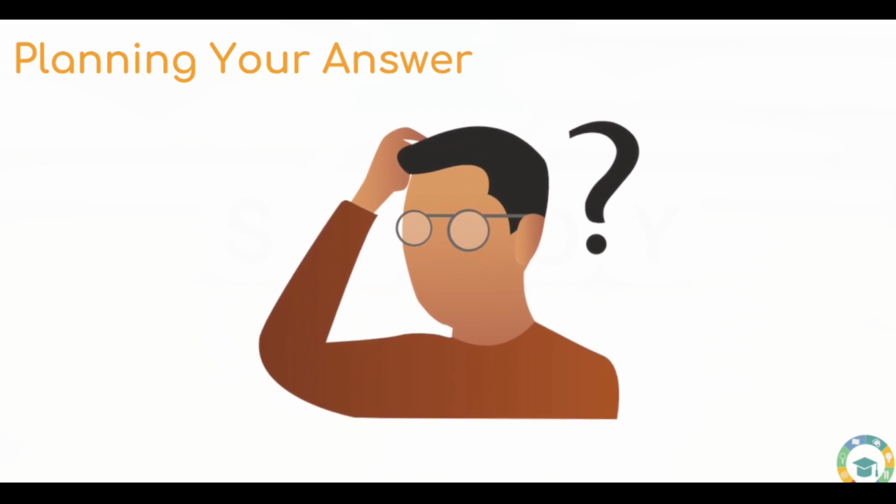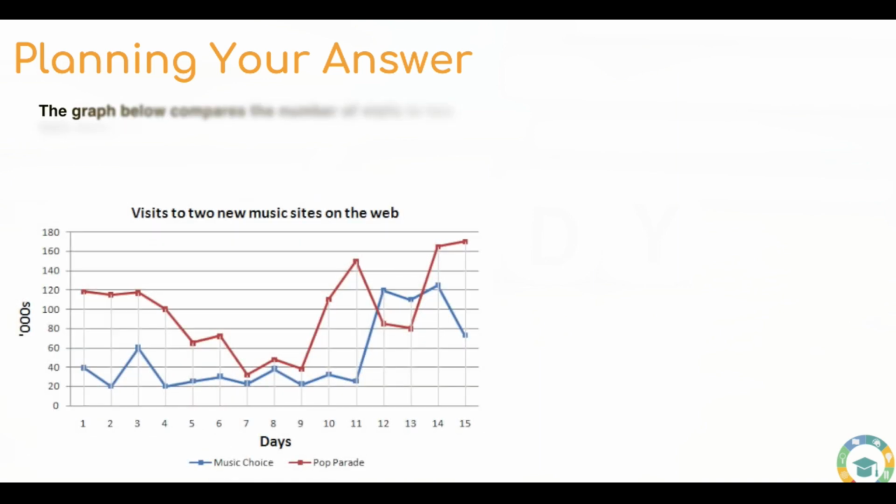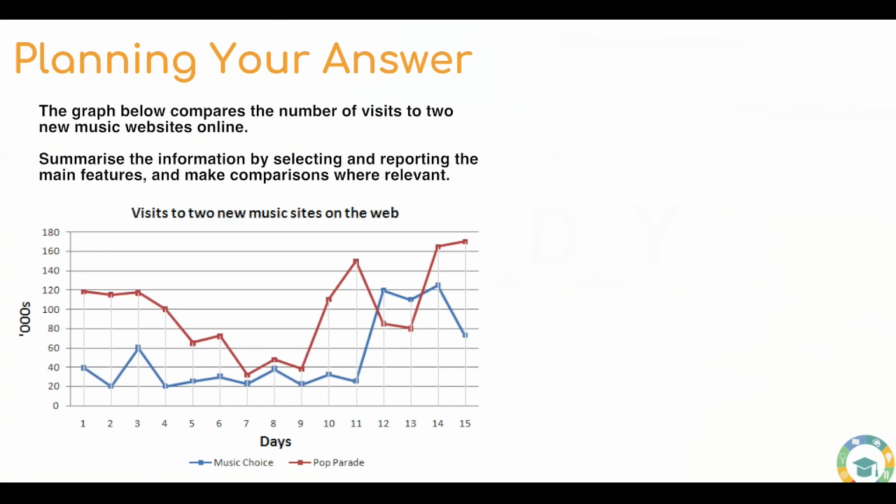So, how can we create a quick, useful plan? I'll demonstrate with a previous IELTS Writing Task 1 question. The graph below compares the number of visits of 2 new music websites online. Summarize the information by selecting and reporting the main features and make comparisons where relevant. The plan I'm going to show you now contains only 3 parts and can quickly be made in under 1 minute. Have a look at this.